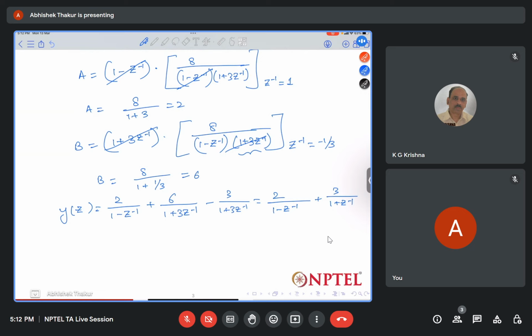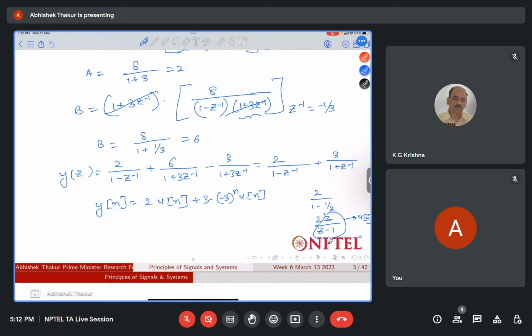So now we know that y(n), if we take the inverse, this will become simply 2 by 1 minus 1 by z, that is equal to 2z by z minus 1. So this is 2 of u(n), because the inverse of z by z minus 1 is u(n). Okay, and the next one will be plus 3 into, and here it will be minus 3. So minus 3 of n into u(n).